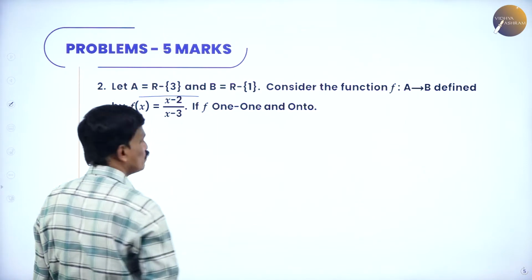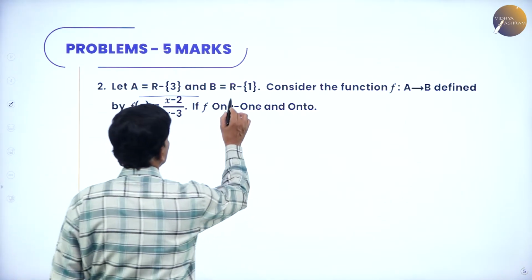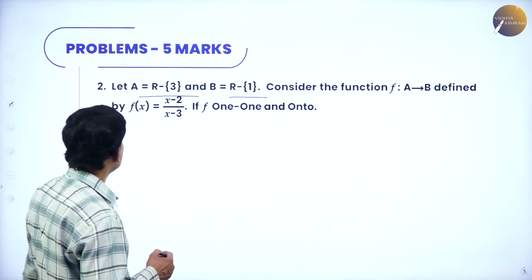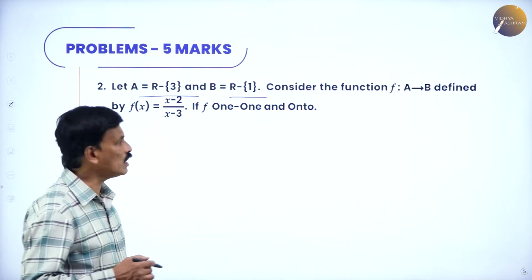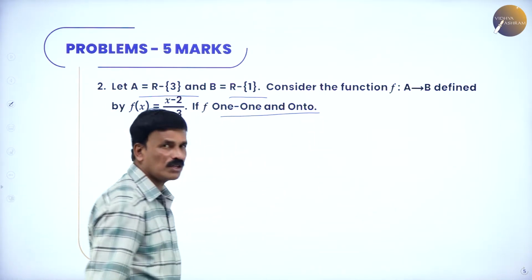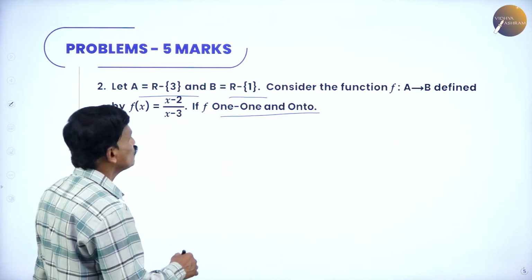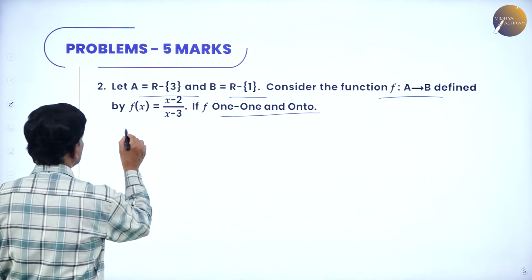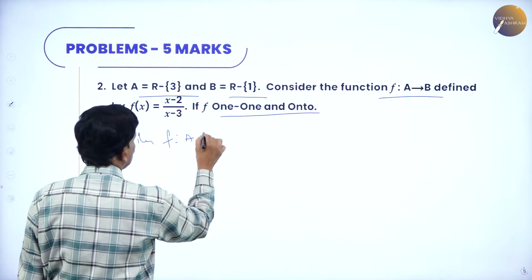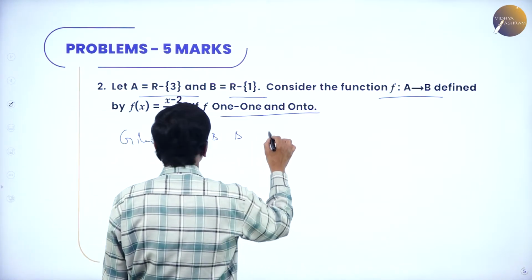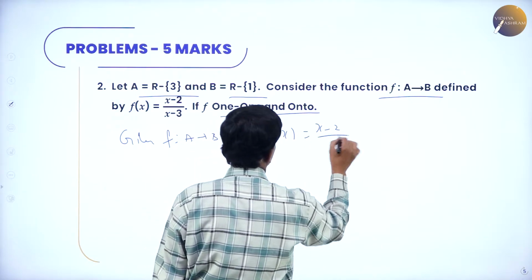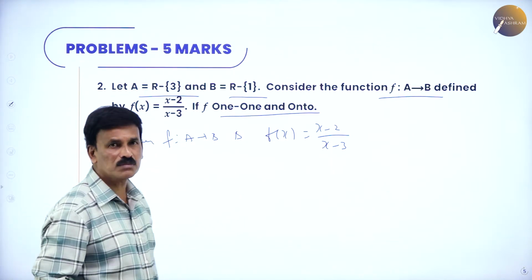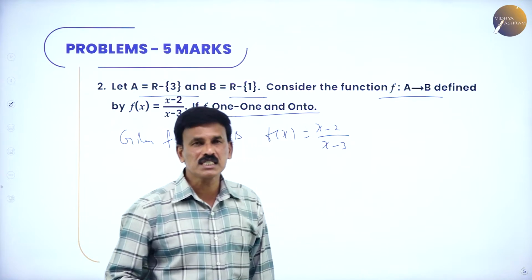If A is equal to R minus 3, other than 3, and B is equal to R minus 1, other than 1, consider the function f from A to B defined by f of x is equal to x minus 2 divided by x minus 3. We have to verify whether f is one-one and onto function. So the function f from A to B is defined as f of x is equal to x minus 2 divided by x minus 3. Just verify whether it is one-one or onto.